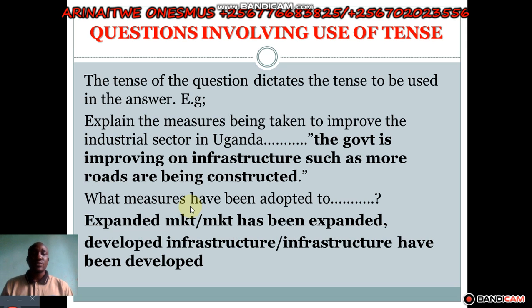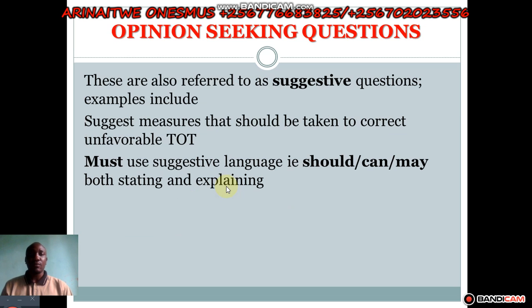When it comes to questions involving use of tense, the candidate must know that the tense in which the question is set dictates the tense to be used while answering. You are going to see some examples in that video.